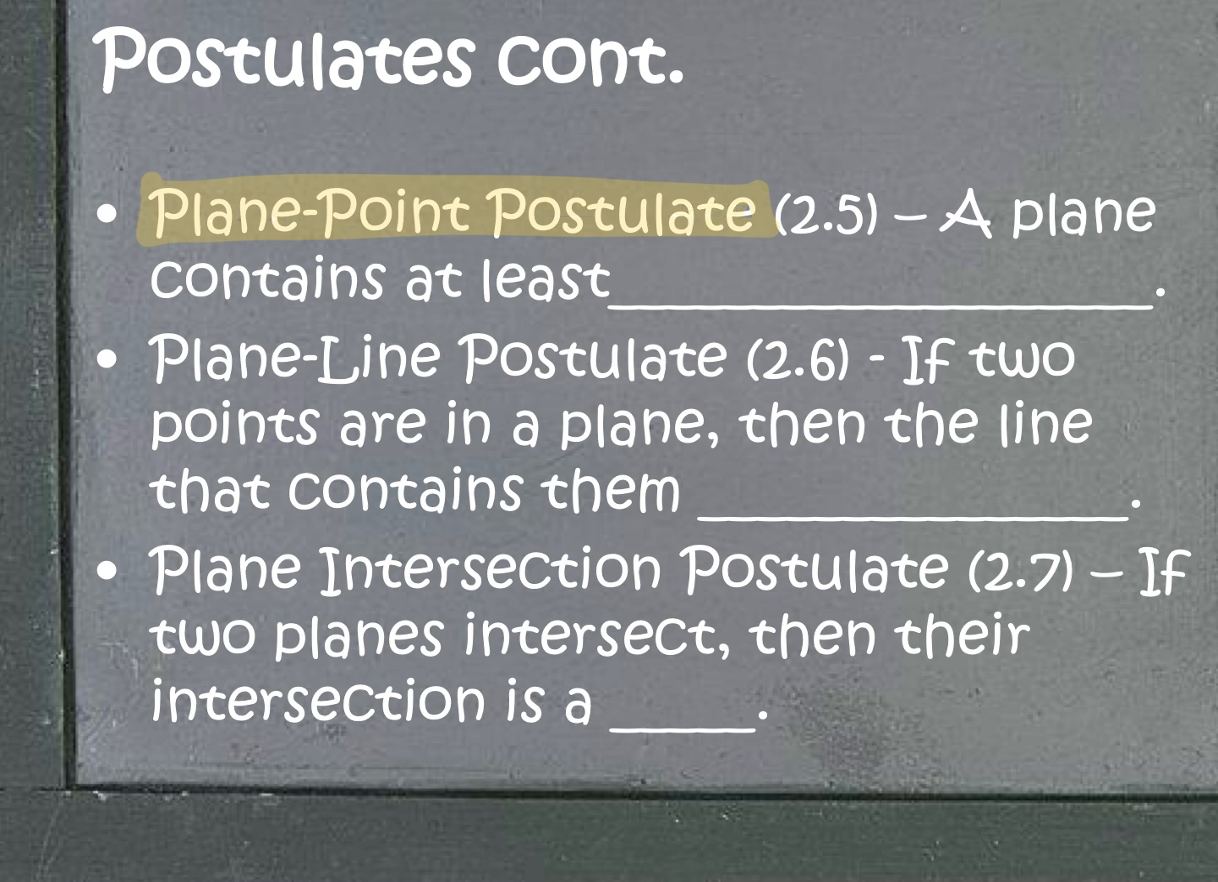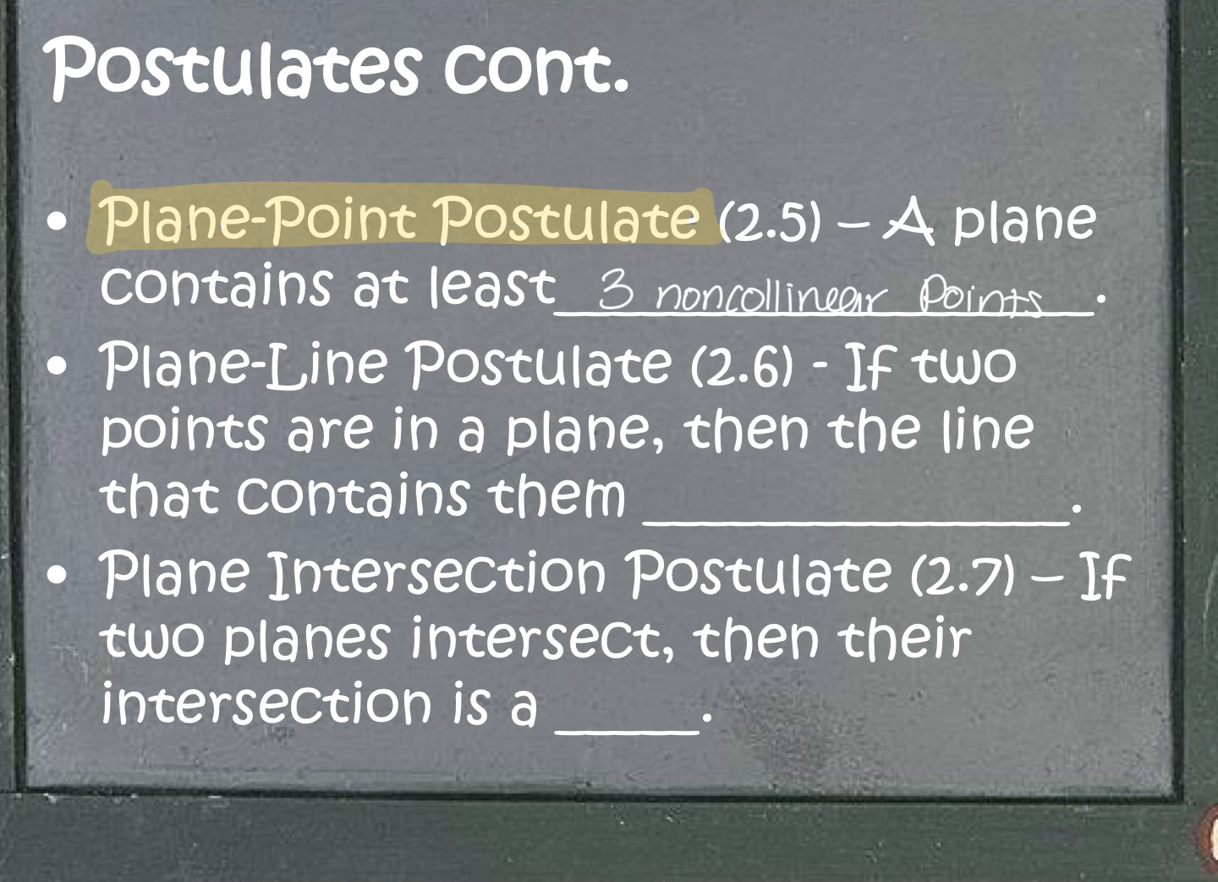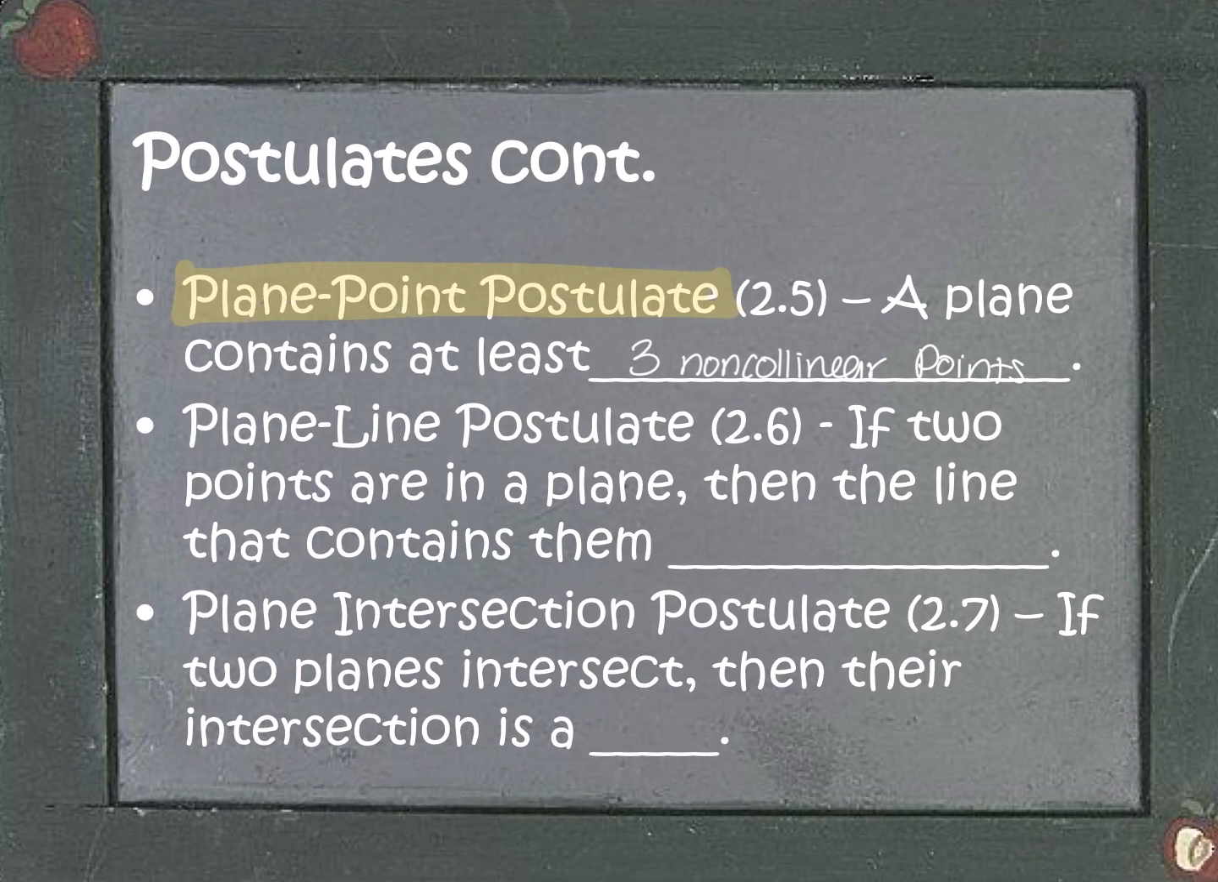So with plane point postulate, a plane contains at least 3 non-collinear points. Okay, so looking at it, what does that mean? Now this one's talking about, last one we said 3 non-collinear points, they're on a plane.